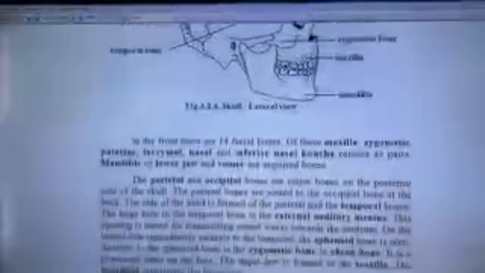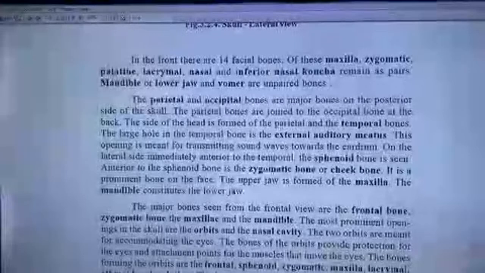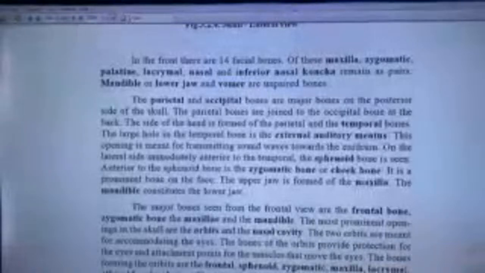In the front, there are 14 facial bones. Of these: maxilla, zygomatic, palatine, lacrimal, nasal, and inferior nasal conchae. Nasal bones remain as paired. Mandible or lower jaw and vomer are unpaired bones. The parietal and occipital bones are major bones on the posterior side of the skull. The parietal bones are joined to the occipital bone at the back.